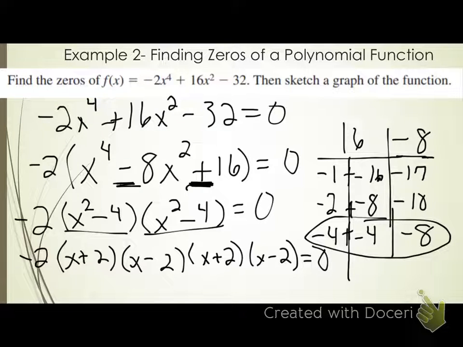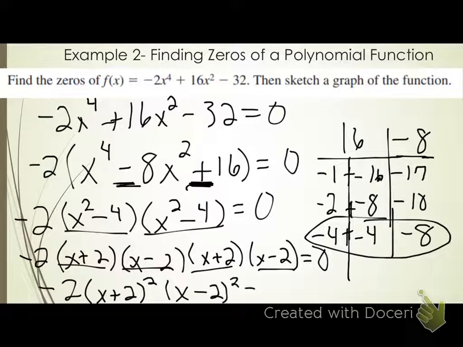Now, what's a prettier way to write that? I have two x plus 2's, so I can write it as x plus 2 squared. I also have two x minus 2's, so I can write it as x minus 2 squared. Everyone okay with that? Some of you were wanting to write it x squared minus 4 squared. I'd go ahead and factor it as far as I can go before I start combining things squared. Does that make sense? Can I erase my work at the top to give myself more room?